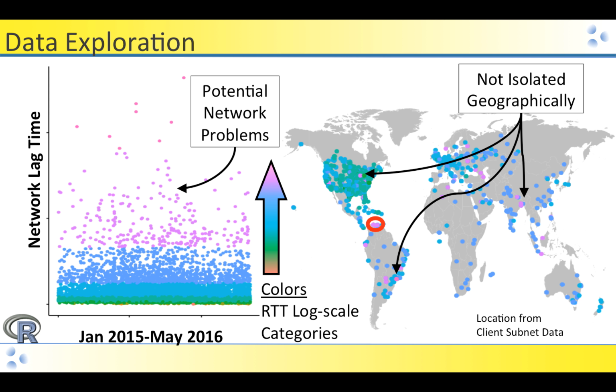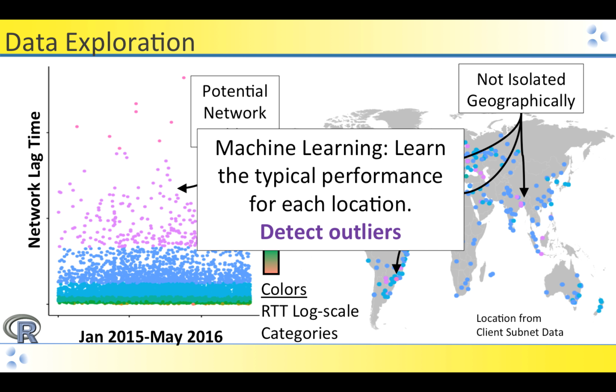On the other hand, there are some locations, for example this group of locations in the top of South America, which are consistently at a higher network lag time. It might just be that that particular connection to that client is regularly a lot slower than some of the other connections. So I want to be able to distinguish the difference between something that's normal performance for a client and something that is an outlier.